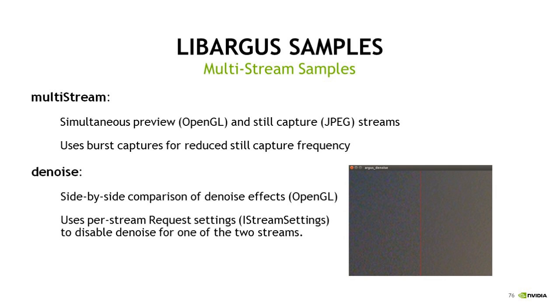The denoise example provides a side-by-side comparison of the effects of enabling denoise processing. Both streams in the sample are consumed by OpenGL and rendered to the display, but denoise processing is disabled for one of these streams using per-stream request settings.